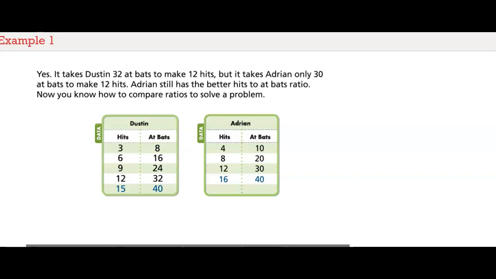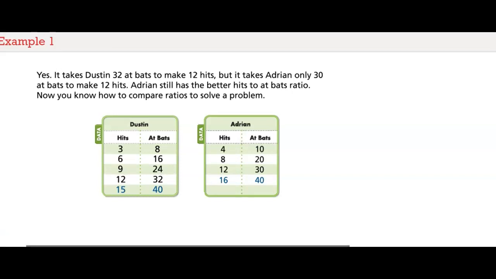Yes, it takes Dustin 32 at-bats to make 12 hits. But it takes Adrian only 30 at-bats to make 12 hits. Adrian still has the better hits to at-bats ratio. Now you know how to compare ratios to solve a problem.